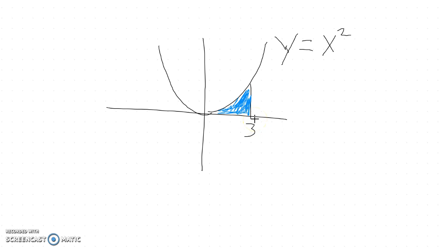It's just like if someone asked you to find the height of a rectangle given the area and the length of the base. You just take the area and divide it by the base. It's the exact same thing here. To find the average height, you're going to take the area under the curve in that area and then divide it by the base.